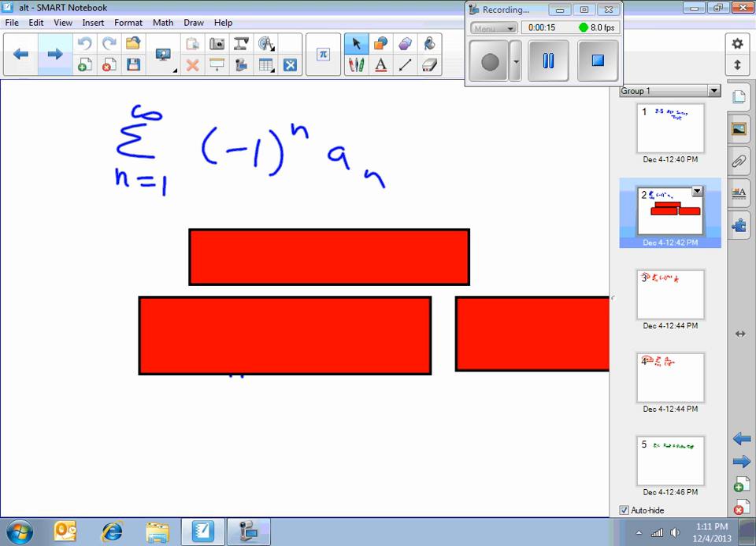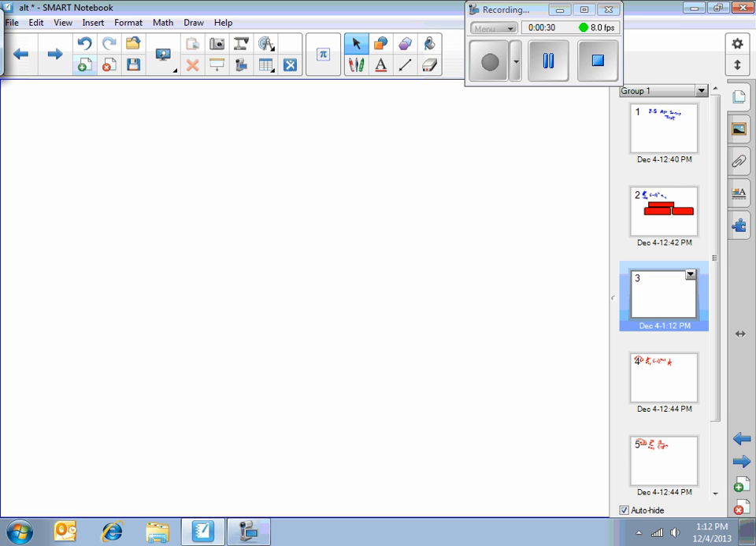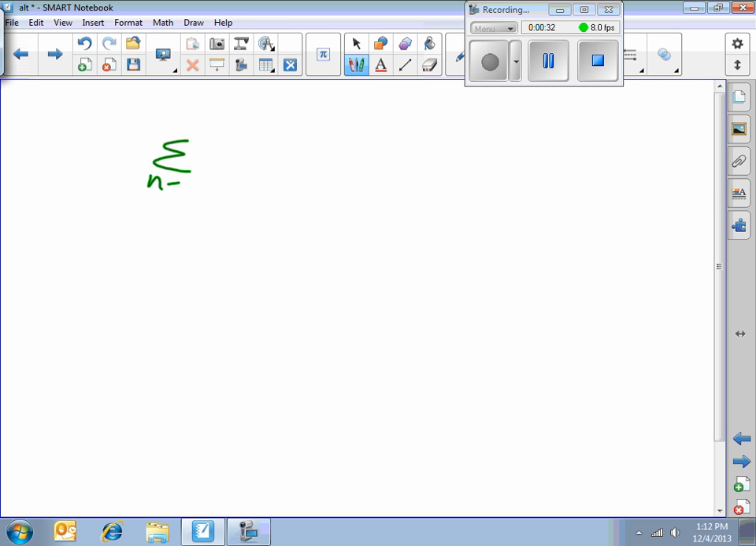The alternating series looks like a regular series, except it's going to have a -1 raised to a power, and that power is going to make it alternate. So it's going to be -1, plus 1, -1, plus 1. An example would be the sum from 1 to infinity of -1 to the n, times 1 over n.